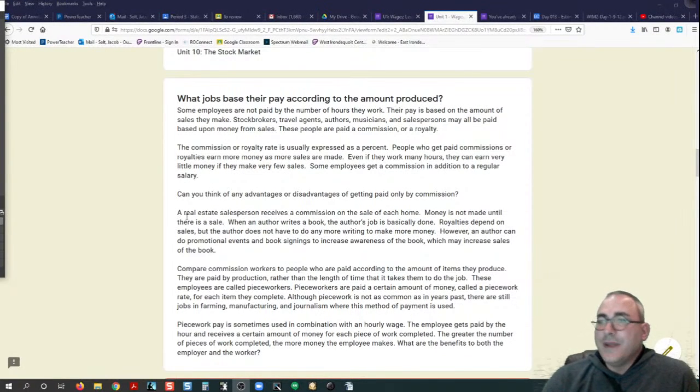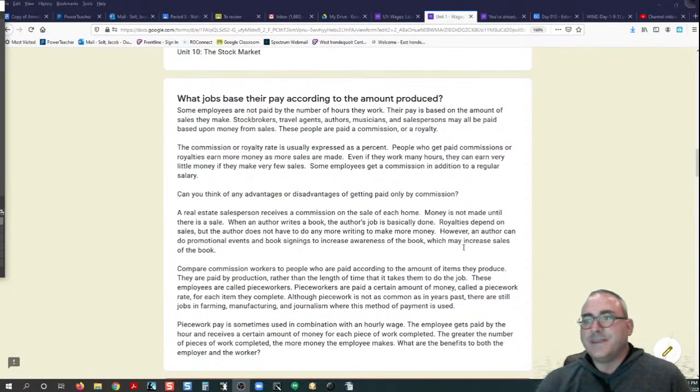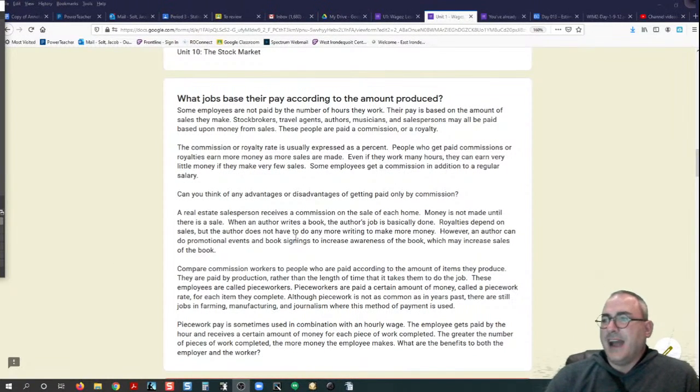All right. So a real estate agent, a real estate salesperson, receives a commission on the sale of each home. Money is not made until there is a sale. When an author writes a book, the author's job is basically done. Royalties depend on sales, but the author does not have to do any more writing to make more money. However, an author can do promotional events and book signings to increase awareness of the book, which may increase sales of the book.